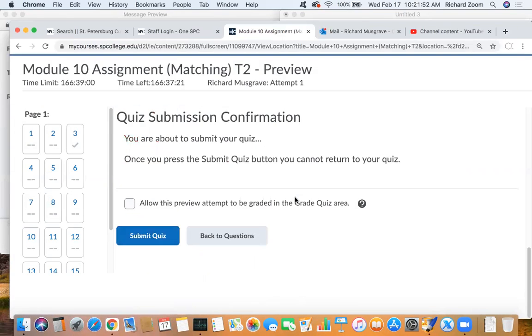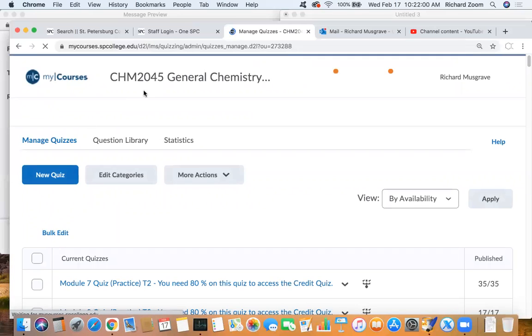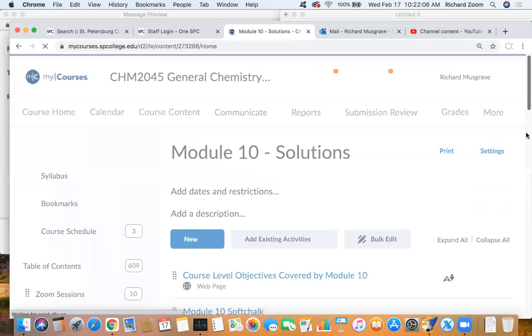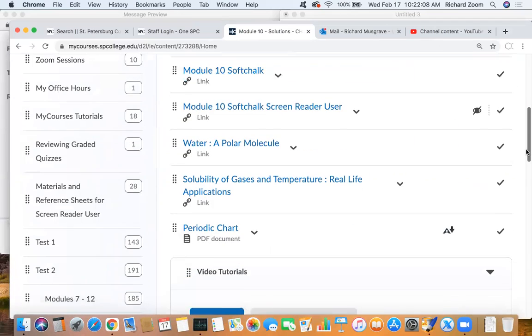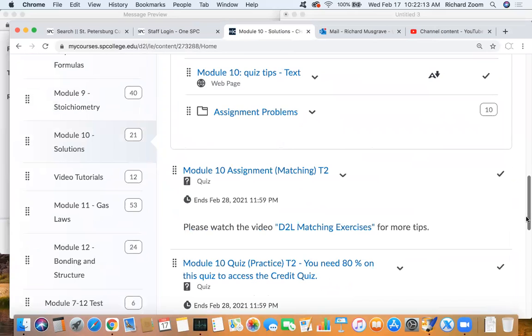Now, keep in mind for the assignment, as I've told you before, go back to the content here. When we go back to the content, you can see that we have the assignment problems. There's a video for every single assignment problem. So if you're having trouble, you can look at the video and that will tell you how to set it up.